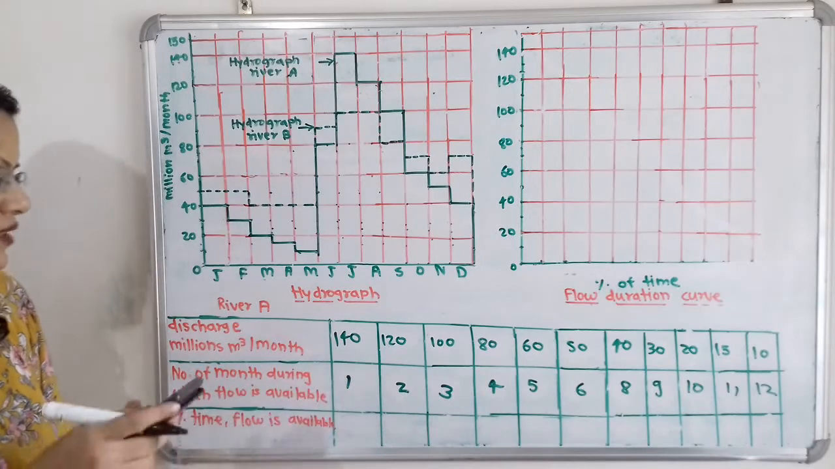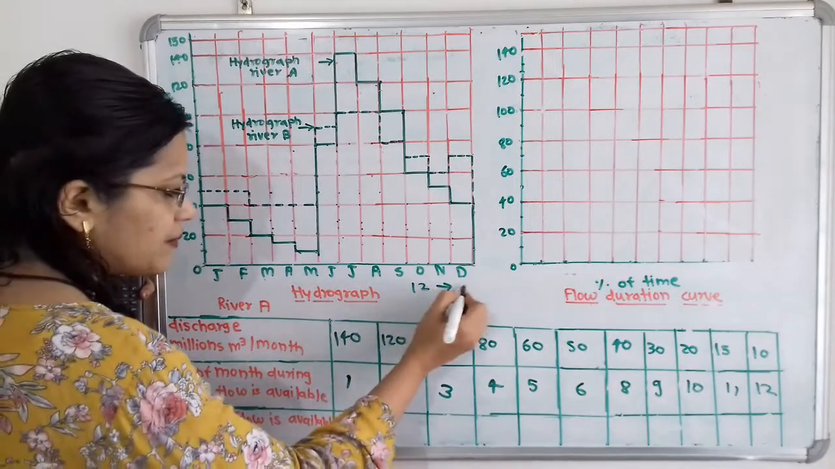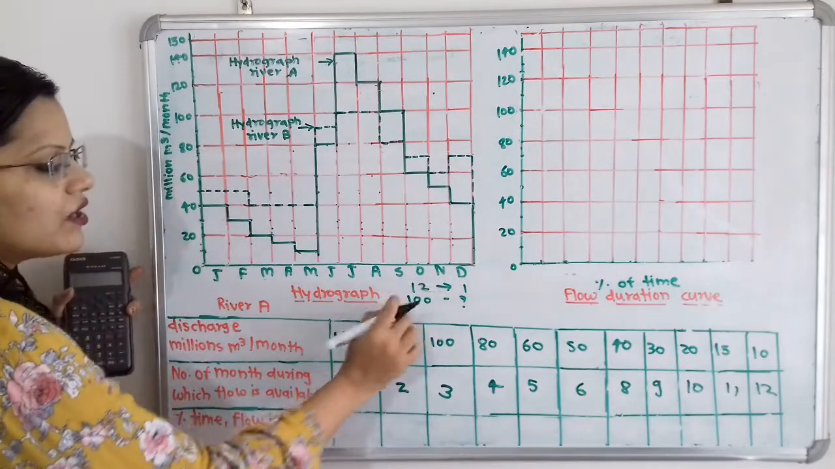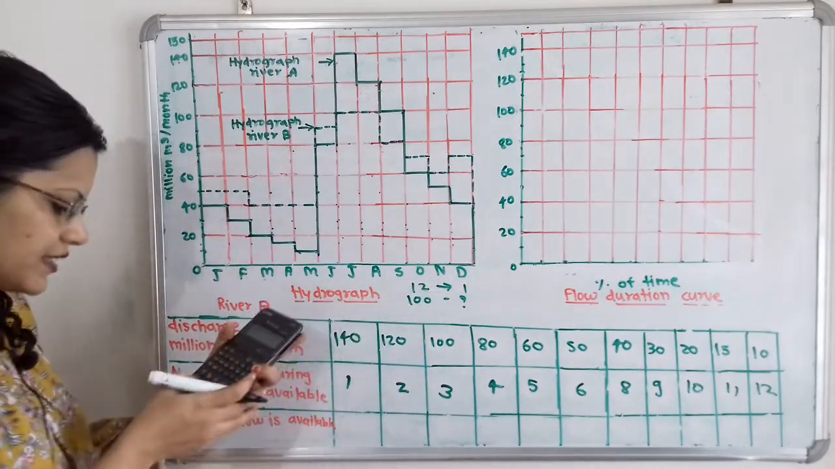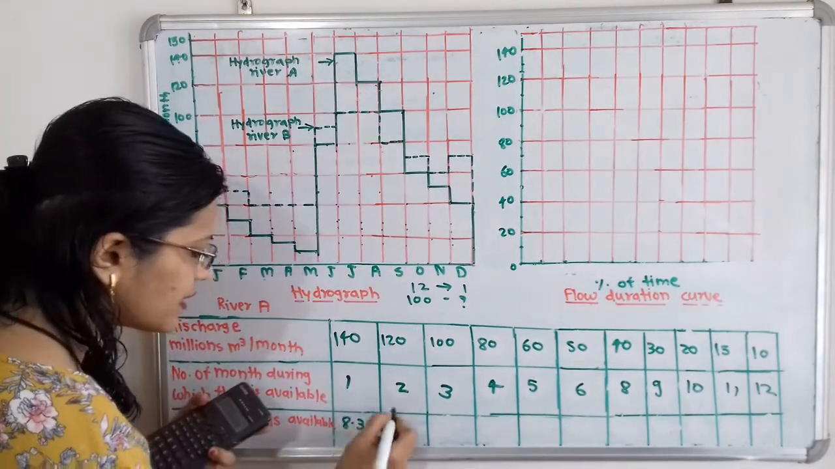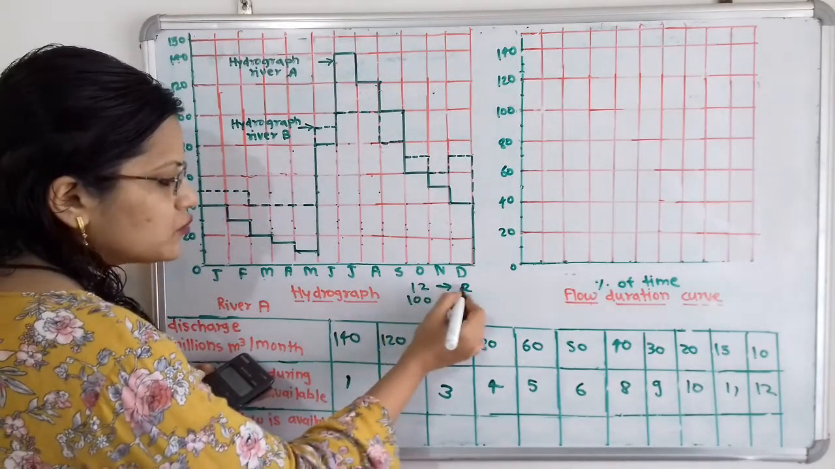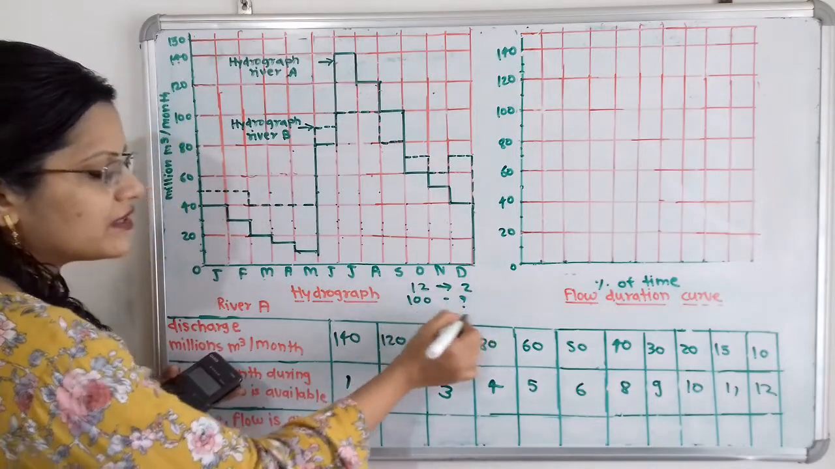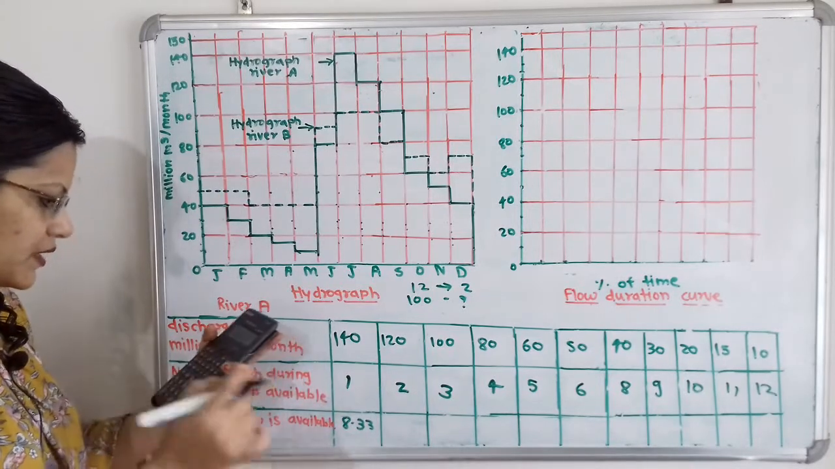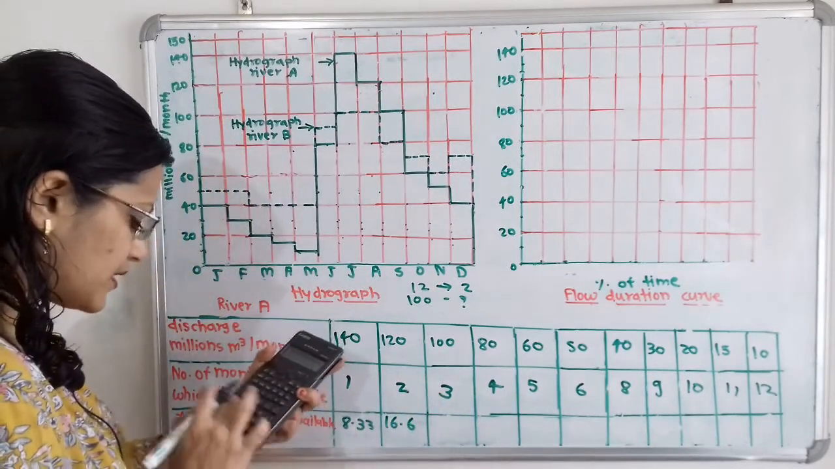So if we observe, I will write here, out of 12 months, this 140 flow is available for 1 month. Then out of 100, what is the percentage? So we will cross multiply this, that is 100 divided by 12. That is 8.33. Then in the same way, when 2 months is available, then out of 12 months, 2 months this flow is available. Then out of 100, what is the percentage? So 200 divided by 12. That is 16.66. Then for 3 months, we will follow the same procedure.